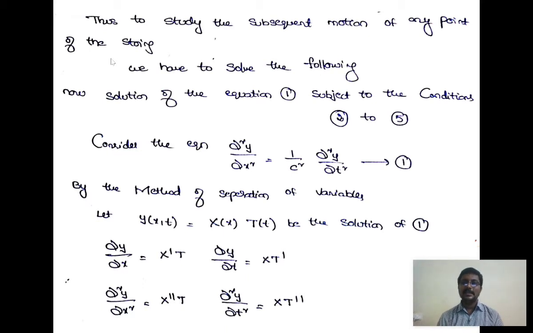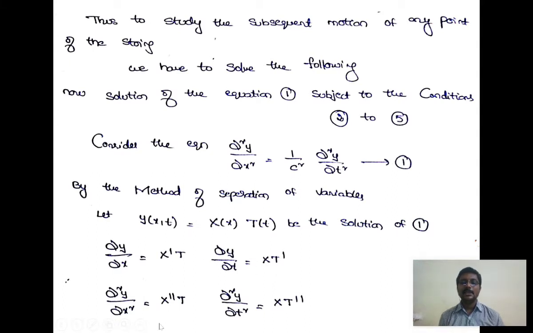Now we will solve this equation by using the method of separation of variables. First we have to define the solution for this equation. The solution can be defined as y of x comma t is X of x into T of t. Now computing the partial derivatives: del y by del x, keeping T silent, the x derivative is X dash. Del y by del t, differentiating partially with respect to t and keeping X silent, the t derivative is T dash.